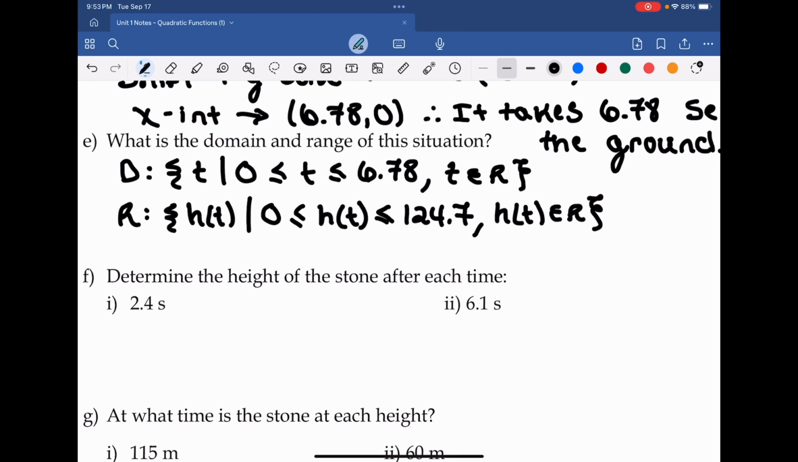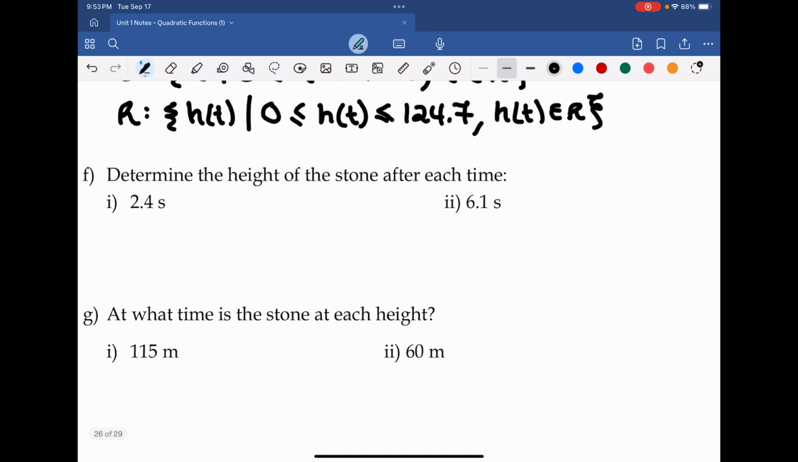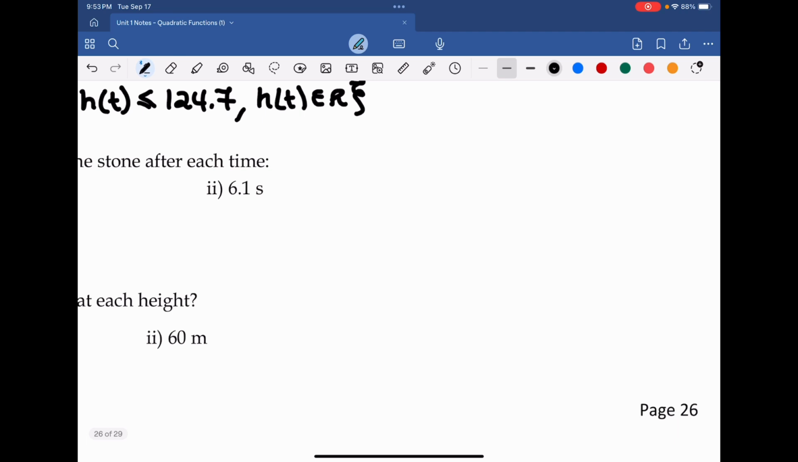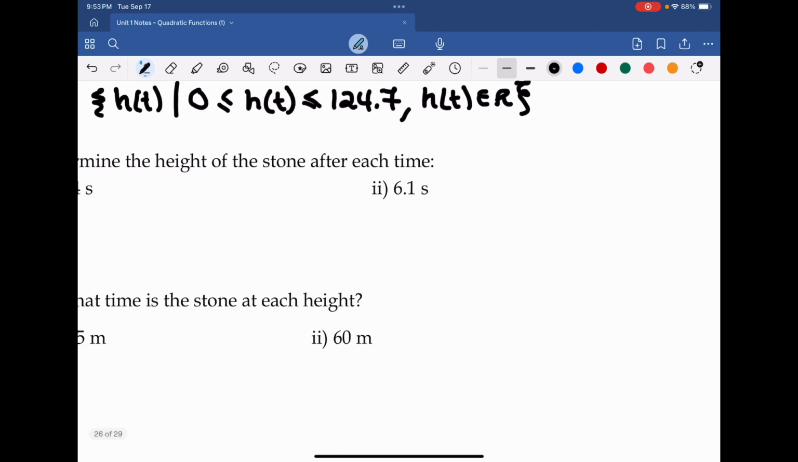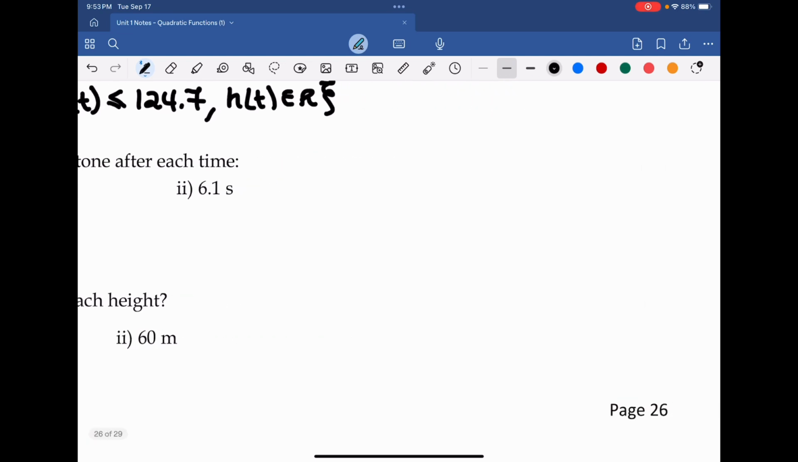Okay, now moving on to this next section where they say determine the height of the stone after each time, what we want to do here is the following. I'm going to write out these instructions just as I've done before, off to the side here. Let's start with the TI. If I want to figure out the height given a certain time, or a certain input, I want to do this in the TIs. Second, trace, and then right on the very top, it will say value. Value is symbolic of if you have a certain x value, a certain input, you're going to plug it in. So when you do second trace value, you're going to type in both of these times and it will give you some sort of output height.